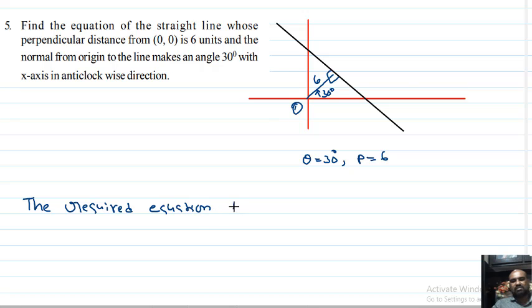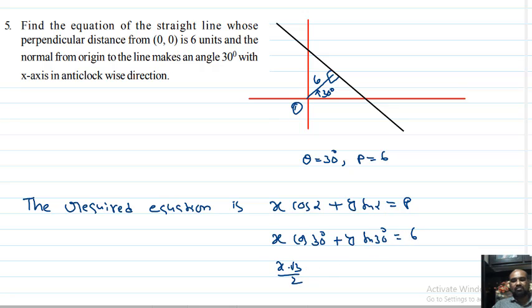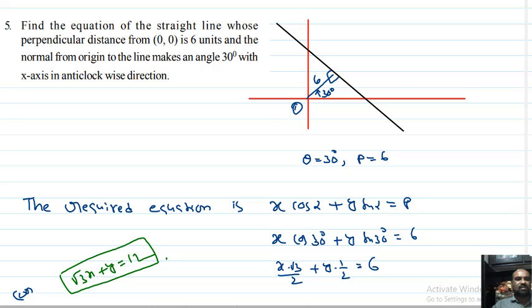The required equation is x cos alpha plus y sin alpha equal to p. So x into cos 30 degrees plus y into sin 30 degrees equal to 6, x into root 3 by 2 plus y into 1 by 2 equal to 6 is the required equation. Directly I want to write here, that is root 3 x plus y equal to 12. This is the required equation of the straight line.